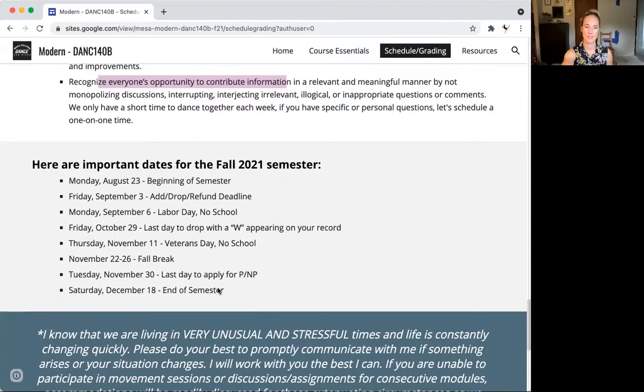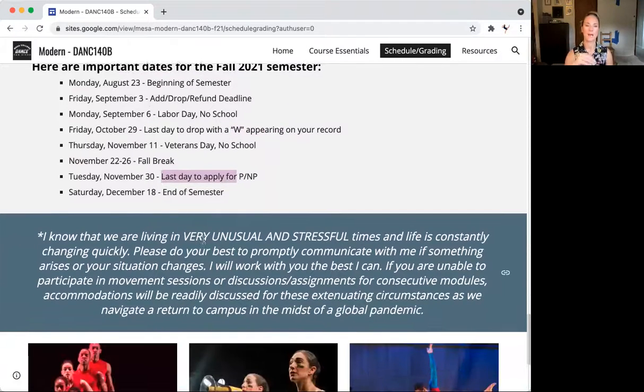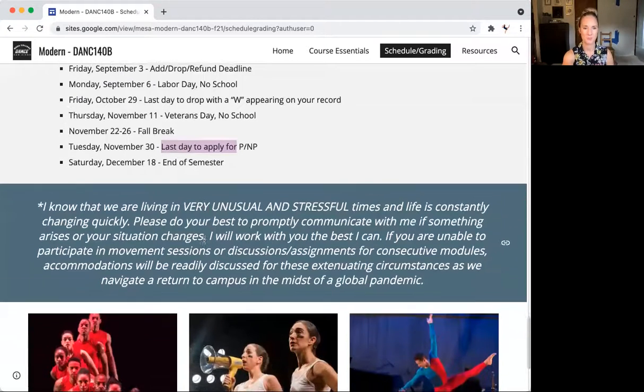Here's those drop dates. These are really important, and I will remind you of them as they come up. Friday the 3rd is that drop refund deadline. There's some holidays in here. The withdrawal deadline's the end of October, and then that pass no pass date in November there. So important, I would put those into your calendar. They'll be in our Canvas shell as well too.